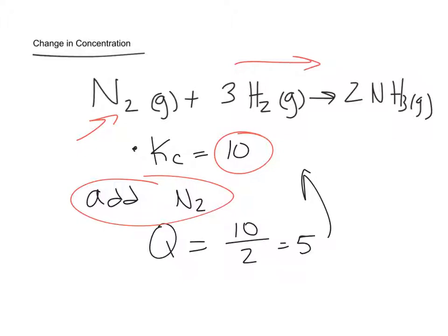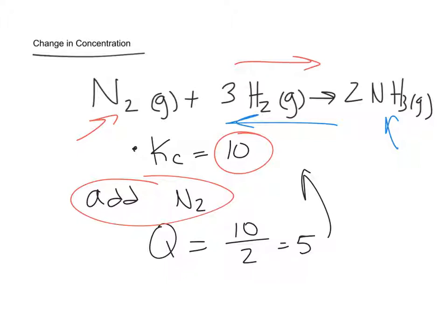Now, you can force it back to the left if you want to, say, maybe put some NH3 in. Now, NH3 is going to increase the concentration of the product side, and the reaction is going to proceed back to the left. It's going to try and create more reactants and minimize the amount of products.